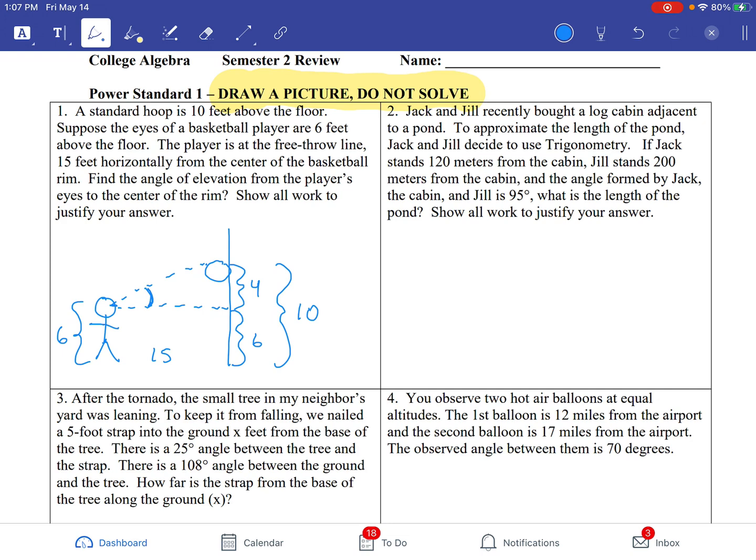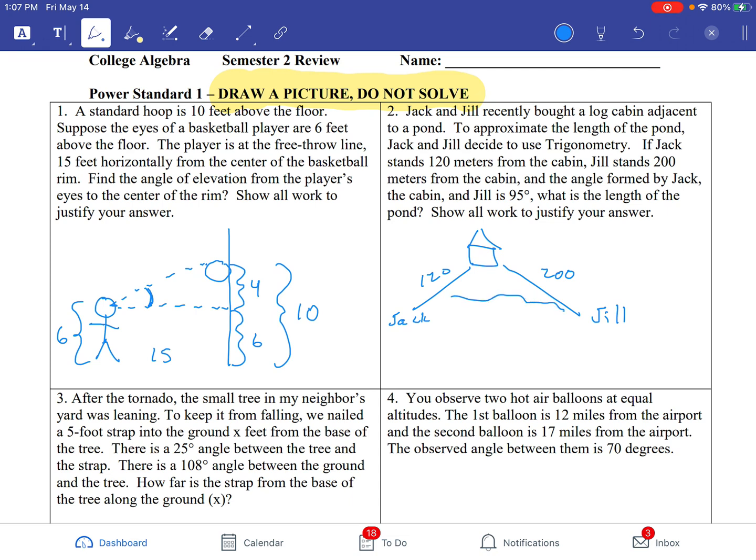Okay, number 2. Jack and Jill recently bought a log cabin adjacent to a pond. To find the approximate length of the pond, they decide to use trigonometry. Jack stands 120 meters from the cabin. So here we have a cabin. All right, Jack is 120 meters from the cabin. Jim stands 200 meters from the cabin. Oops, it's not Jill, that's Jim. There we go.